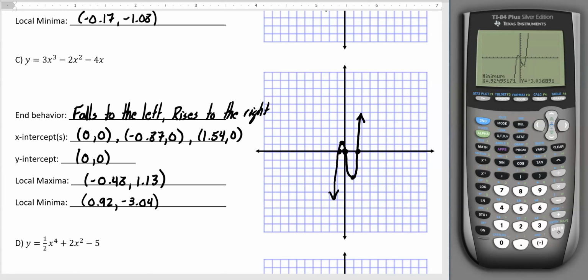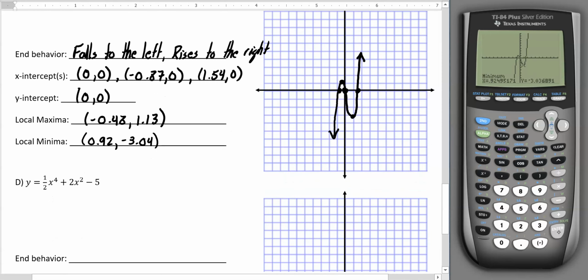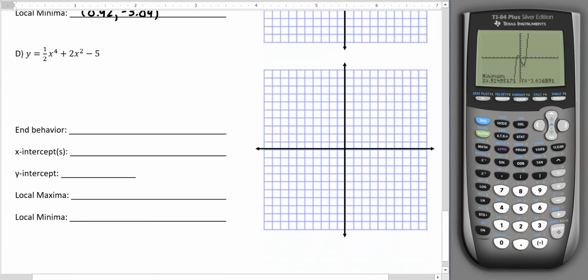All right, last one. Letter D here. 1/2 x to the fourth plus 2x squared minus 5. So let's put that into our graphing calculator. So I always like to put my fractions in parentheses. I encourage you to do the same. So 1/2 x to the fourth plus 2x squared and then minus 5. Graph.